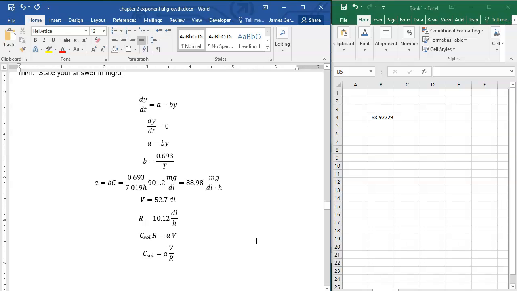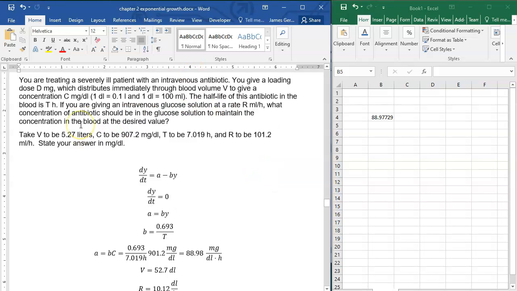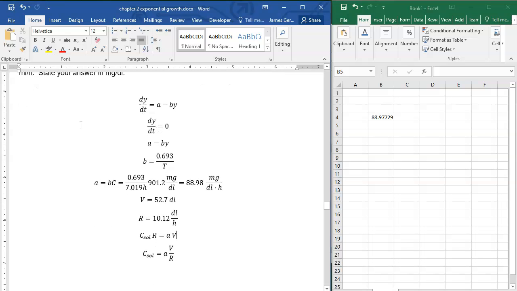And so now we get to the end of this problem and we figured out what the concentration in the solution that we're flowing into the patient needs to be in order to get to a constant level in the patient, where the change over time in the concentration of the med in the patient is 0. And that's it for this problem.